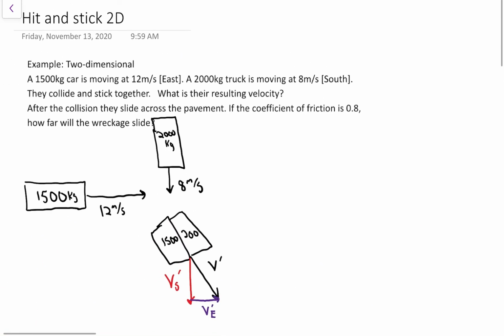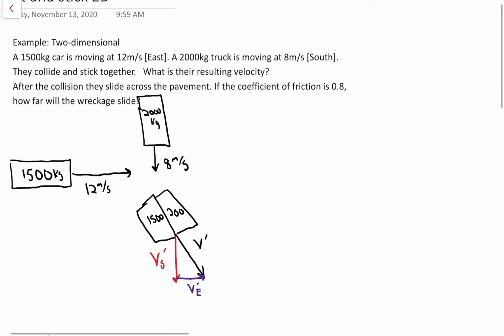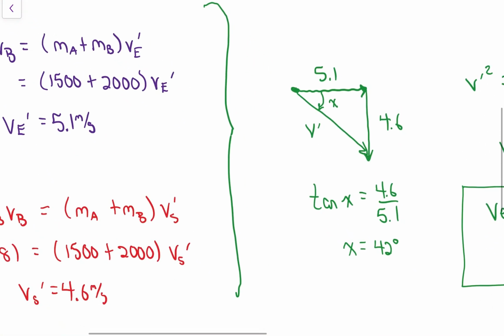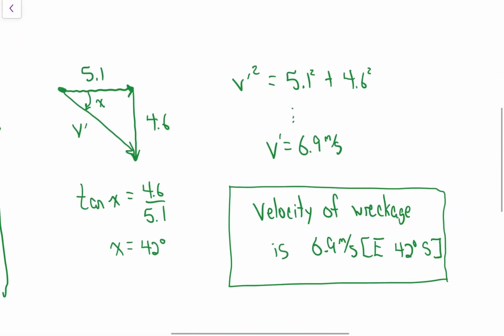That deals with the resulting velocity of the wreckage. If these two vehicles come together and stick together, if one is going 12 meters per second right before the impact and the other one's going 8 meters per second right before the impact, based off of those velocities and their masses, right after the impact they're going to be moving at 6.9 on that 42 degree angle.